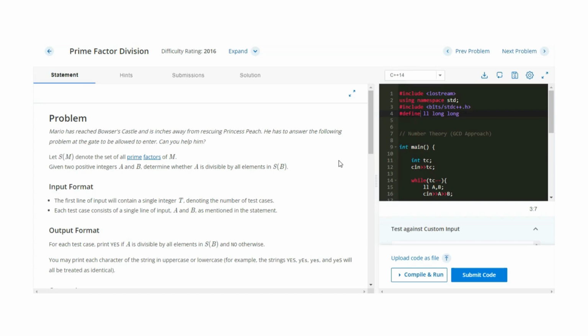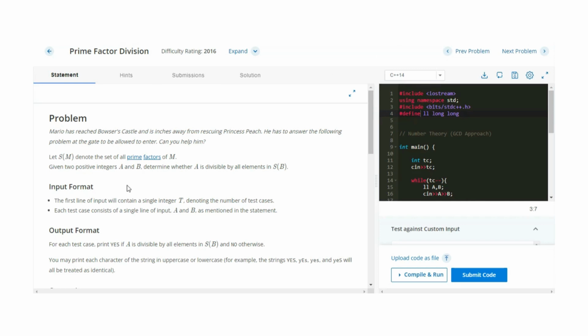Today we are discussing a problem from CodeStep Starter 64, one of the interesting problems from this contest, called prime factor division. The difficulty rating of this problem is 2016. This problem was not that difficult, but the constraints make it quite difficult, because we can't apply normal logic to implement this. Here we need to think in terms of some mathematical operation. So let's discuss this problem.